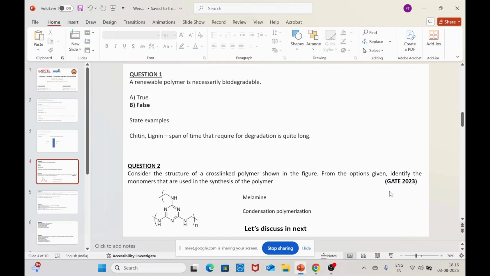So there are two clues: one monomer, and what kind of polymerization it can go under. You guys can give it a try, and then we will take this up in the next class.